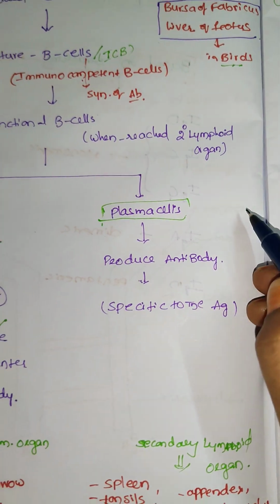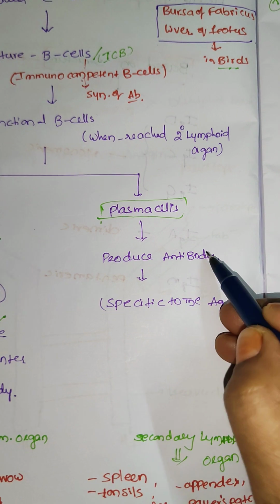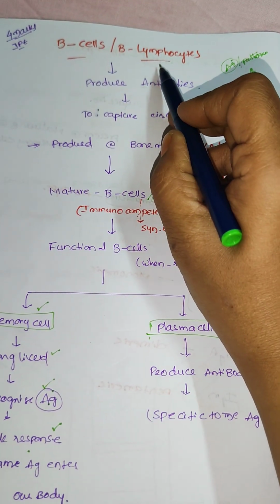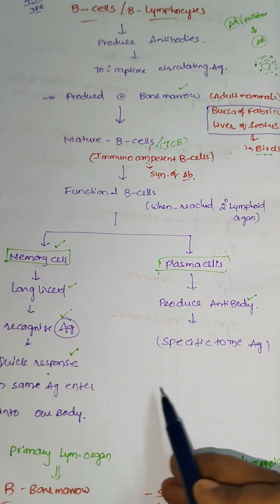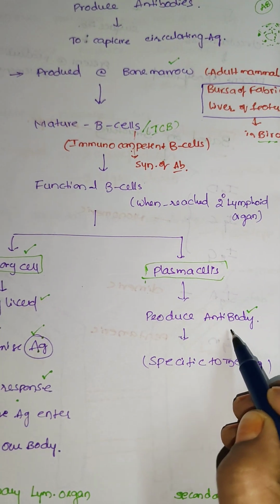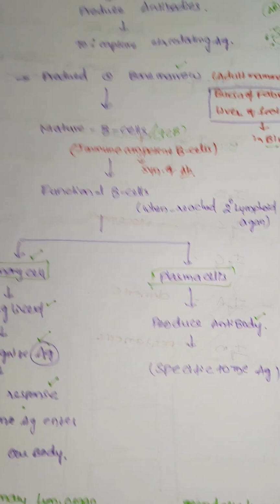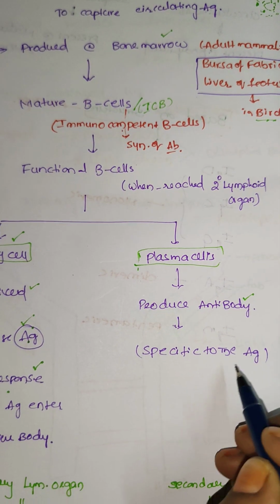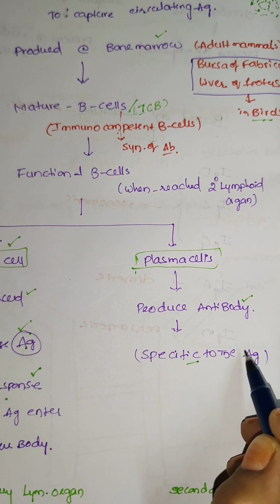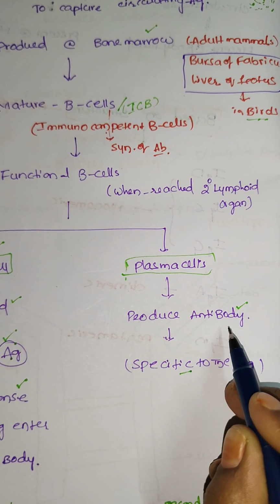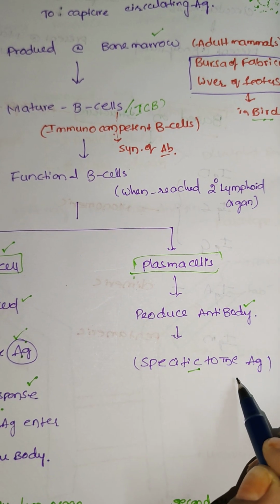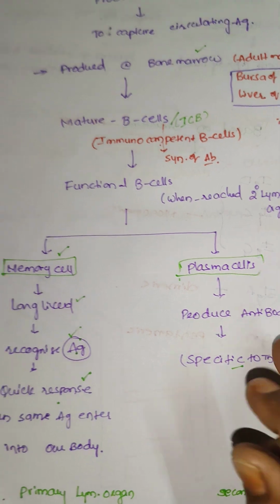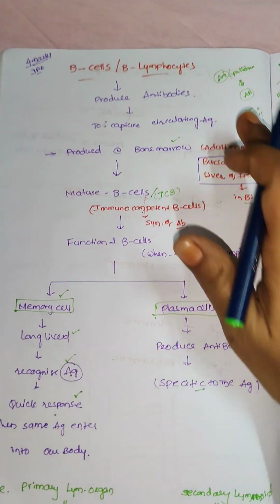Then the plasma cells produce antibodies. Majorly, B lymphocytes produce antibodies, especially the plasma cells, which produce antibodies specific to the antigen. Specific to the antigen means that for each antigen, there is a specific antibody. For example, for the corona antigen, they will produce corona antibodies. So this is the information regarding the B lymphocytes.